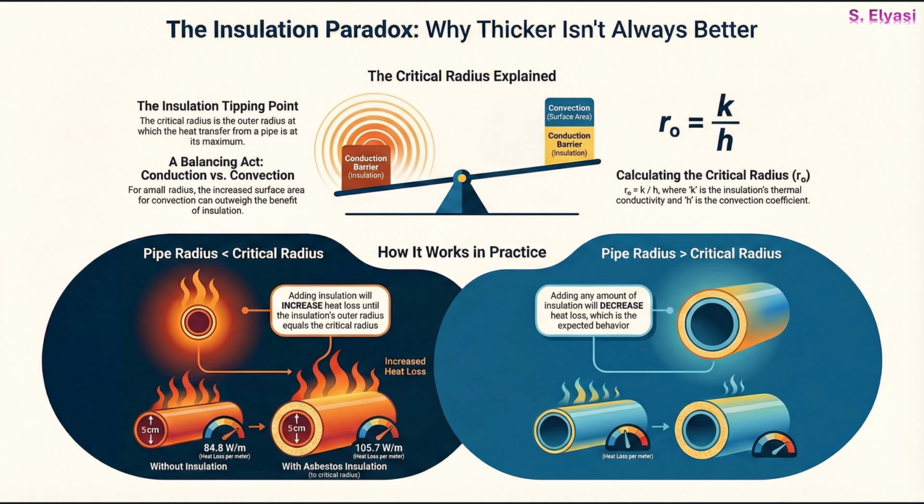I mean, you could see heat loss jump from about 85 watts per meter all the way up to over 105. It's only when you insulate past that critical radius that the insulation finally starts doing its job, and heat loss begins to drop. So remember, effective insulation isn't just about adding more thickness, it's about calculating that critical radius to make sure you're actually saving energy, not wasting.